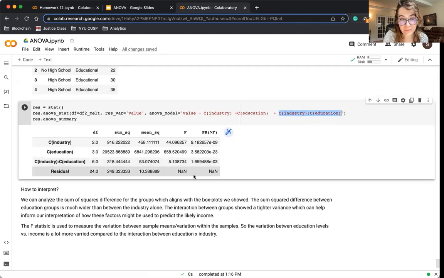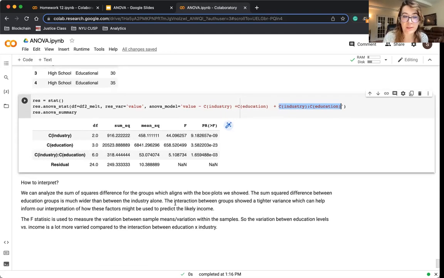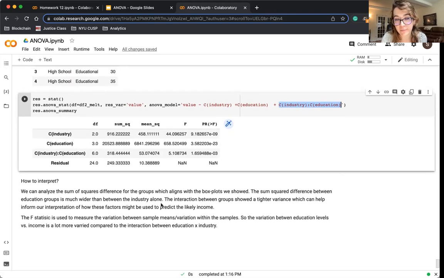value, where we are trying to analyze this sum of squares difference for the groups. When we use the box plots to show some of these differences, we saw that the sum of square difference between education groups is much wider than when we just looked at the industries. And the interaction between groups showed a tighter variance, which can help inform our interpretation of how these factors might be used to predict the likely income.